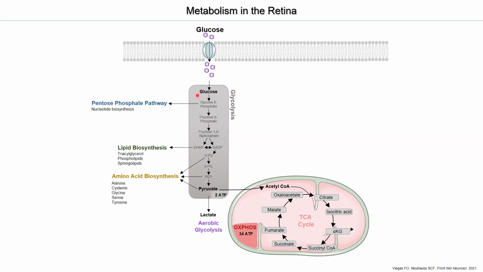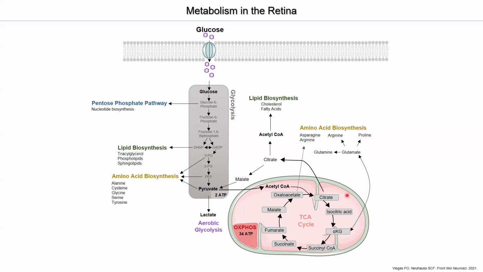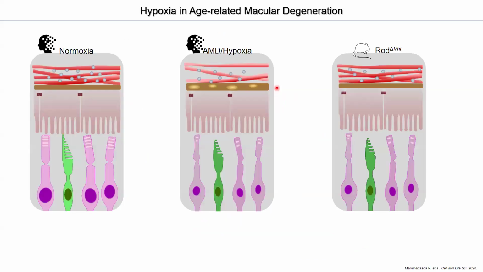However, it doesn't mean that there's only glycolysis being done in photoreceptors. They still also use the TCA cycle, because from this TCA cycle we can make a multitude of amino acids and lipid biosynthesis. So this is what happens in the healthy conditions. And within my project, I am focusing on age-related macular degeneration.